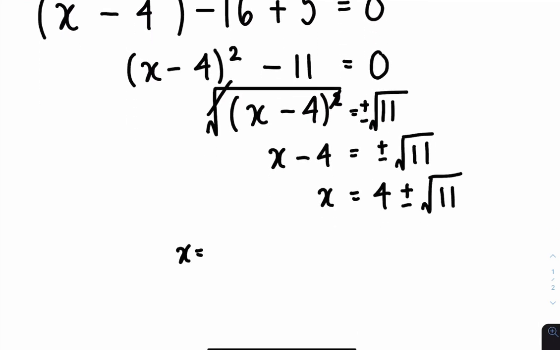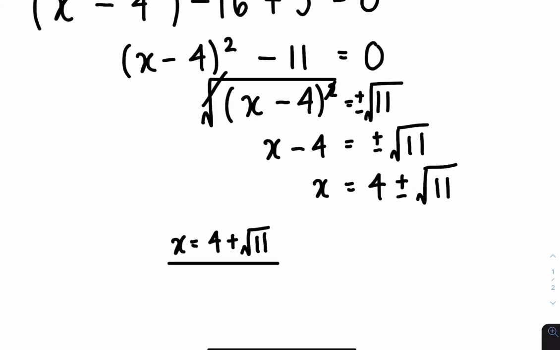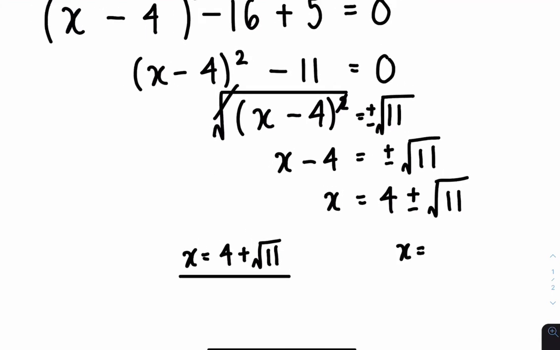x equals 4 plus root 11. That's one solution. And the other solution is x equals 4 minus root 11. If in the question it says to put your answers to a certain number of significant figures or decimal places, then just pop this into your calculator and round it to what is required in the question.